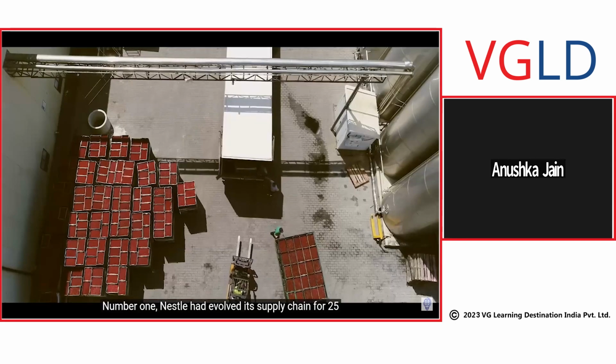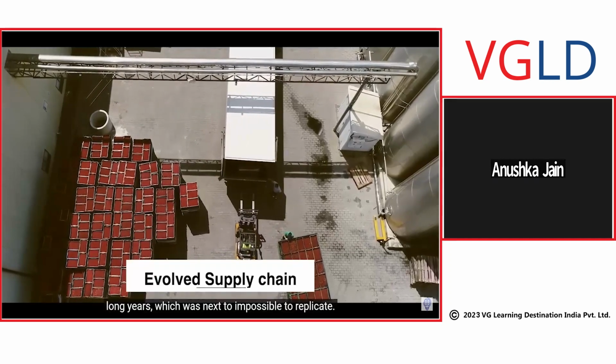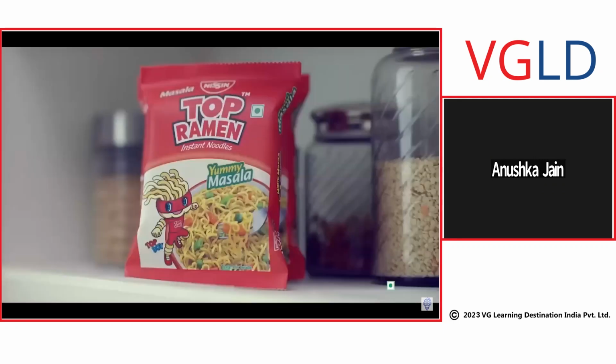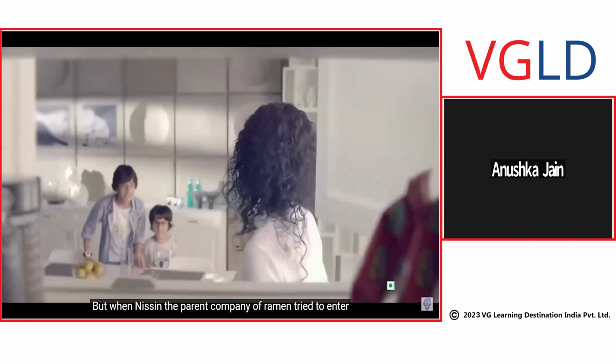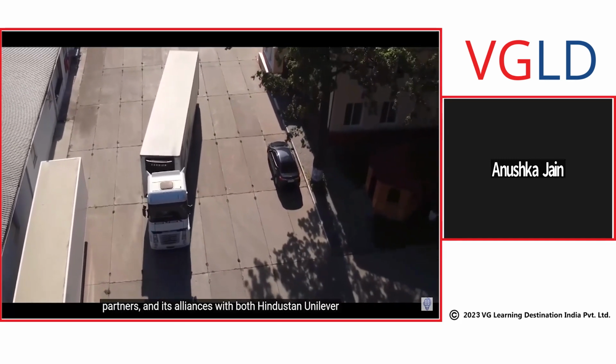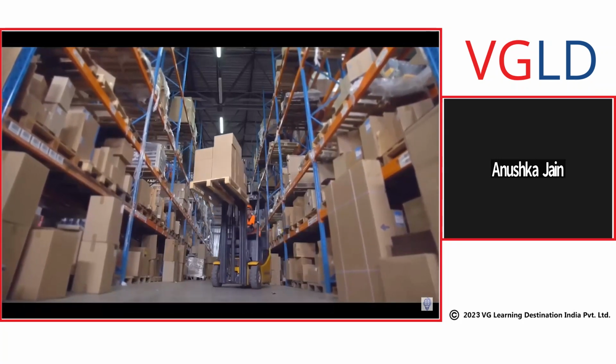Number one, Nestle had evolved its supply chain for 25 long years, which was next to impossible to replicate. And on top of that, it controlled the supply chain end to end. But when Nissin, the parent company of ramen, tried to enter the market, it struggled to find national distribution partners, and its alliances with both Hindustan Unilever and Marico to solve this problem completely failed.